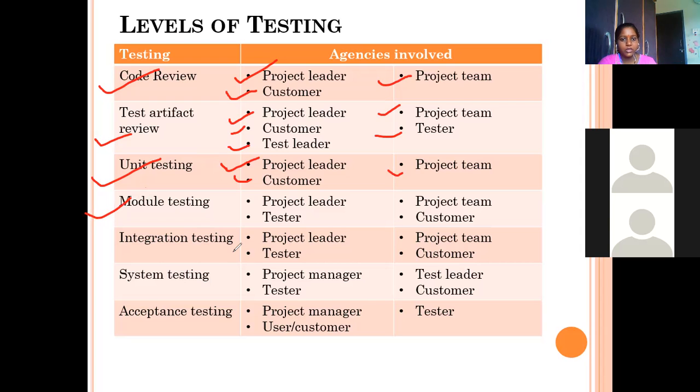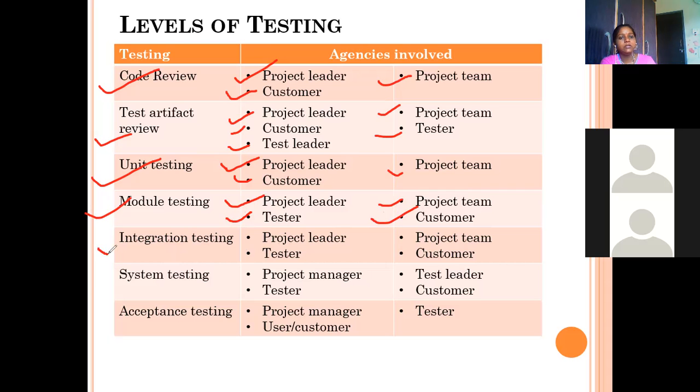Then after that we have module testing. So different units, a number of units, if they are working on one particular task, then that is called a module. So a number of units together can be called a module. If one particular module is ready, it will be tested by the project leader, the project team, the tester, and the customer, whether that particular module is working correctly or not. So that will be checked.